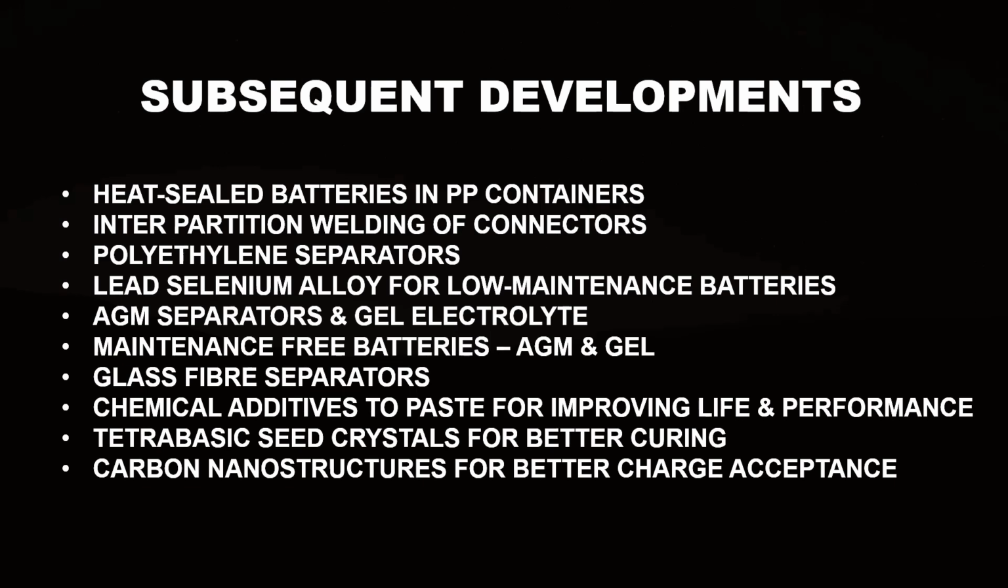PVC separators were initially used. However, they proved to be quite brittle and lacked the resistance for high temperature operations. They used to get damaged, and there were some cases of internal shorting. Over time, polyethylene separators were introduced, which were flexible, more heat resistant, and also had a lower internal resistance.